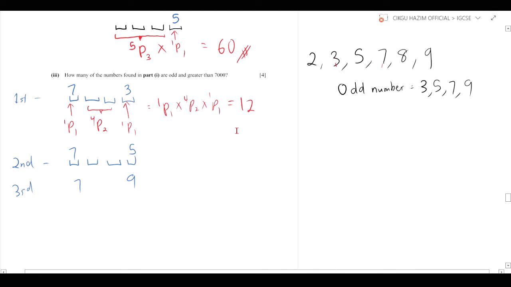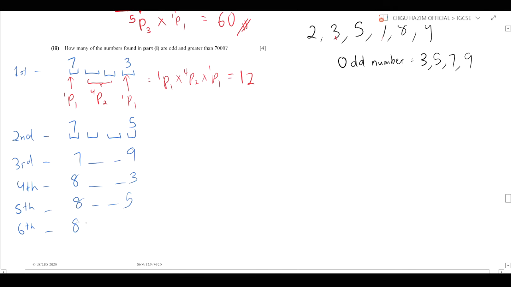So we are already done with the numbers starting with 7. What if the number starts with more than 7, which is 8? If this is 8, then behind it could be 3. So we list down everything here. Then 8 and 5, and then 8 and 7. I'm going to continue here. On the 7th possible situation, we start at 8, and then behind is 9. Is that all? Yes, if we start with 8, that's all the possible situations. We can only have 4 situations that end with an odd number.